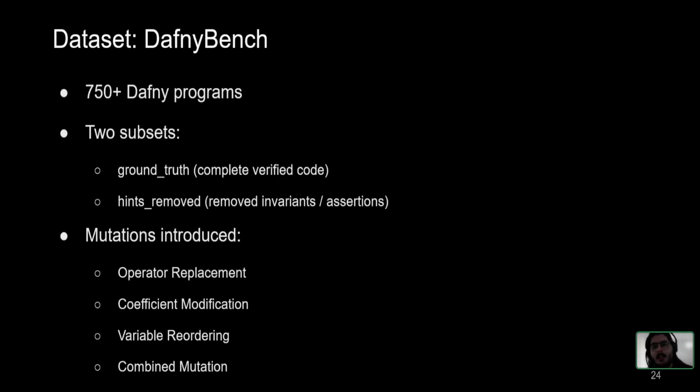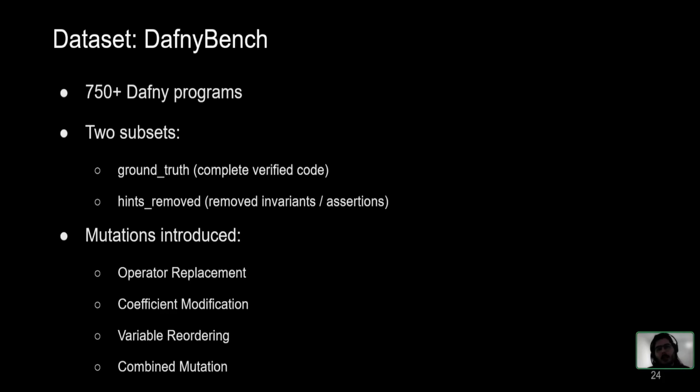that was already cited before here in the Dafny'26. It includes more than 750 verified Dafny programs, including many real world ones. We split the dataset in 2: ground truth, which is the complete code, and hints removed, which is the code without the invariants and the assertions.